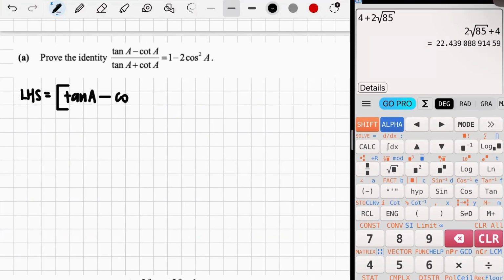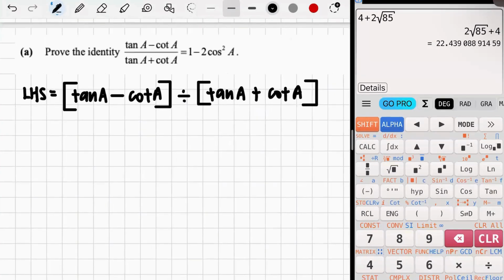Tangent A minus cotangent A divided by tangent A plus cotangent A. Okay, so then I see my right side only wants cosine. So who wants tangent? Nobody wants tangent. Nobody wants cotangent as well. So this is sine A over cosine A minus cotangent, which is the reciprocal of tangent, so cosine A over sine A from here.